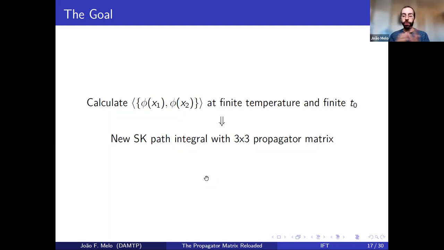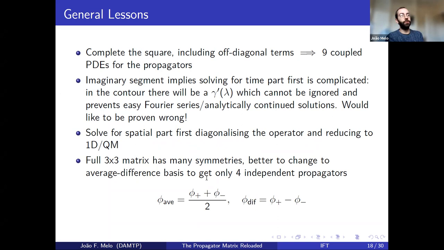Okay, so with all that in mind, what I've argued in the past half hour is that we need the 3x3 propagator matrix and my Schwinger-Keldysh path tool with three fields. Now it's a bunch of technical things, and I'm going to just tell you the general lessons that I learned, because solving this is a bit trickier. There are techniques in the literature, but they have different assumptions, and to actually solve this, there are some tricks.